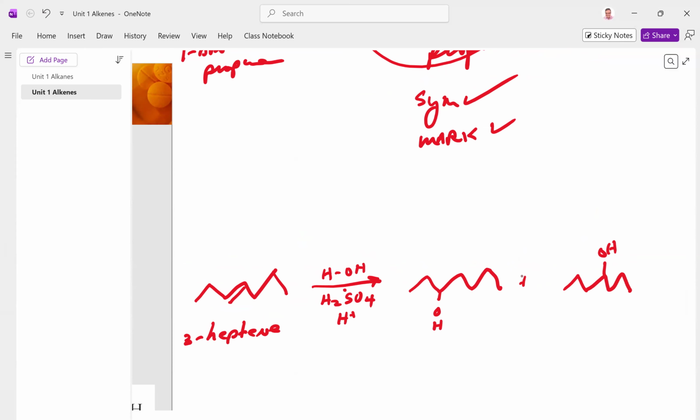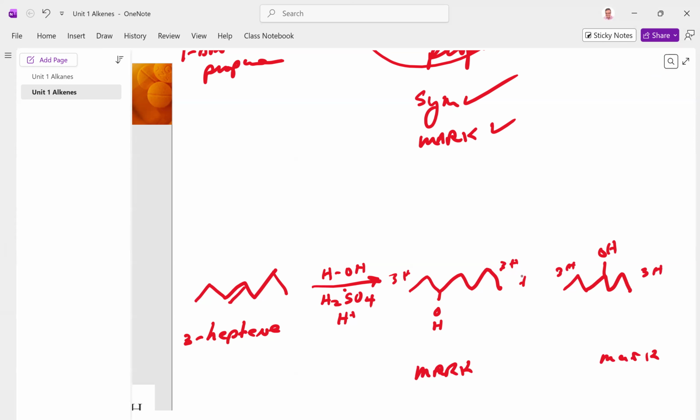Now, we haven't got to alcohols yet, so I'm not going to name these. It's fairly straightforward to name, but I'm going to wait till we do alcohols. Okay. Which is more stable? Well, if we do Markovnikov, they're the same. 3 H's, 3 H's, 3 H's. So using Markovnikov analysis, we can't determine from that which is more stable.